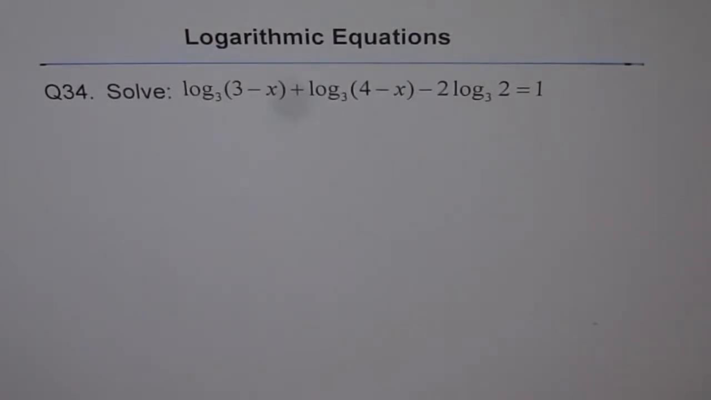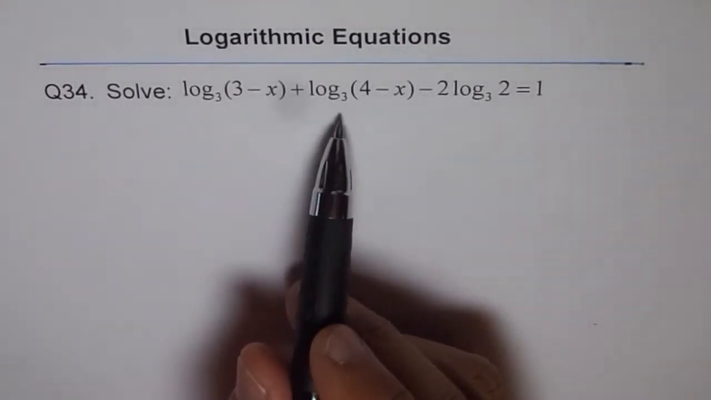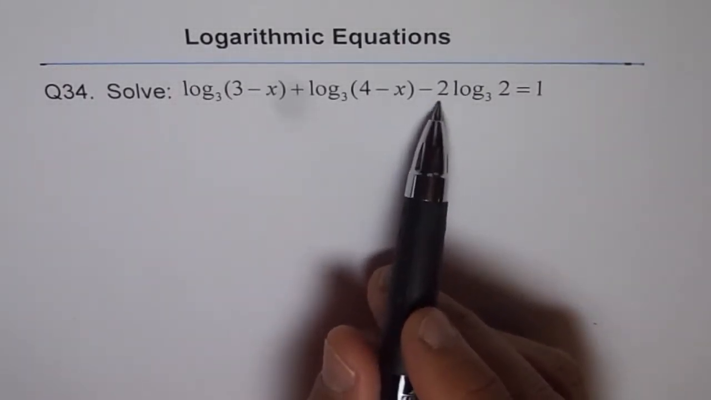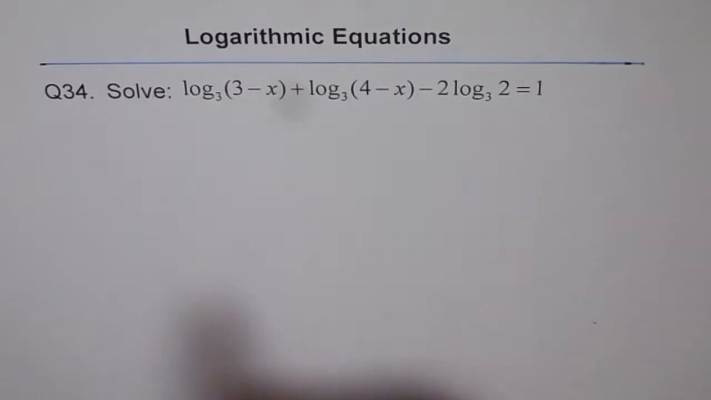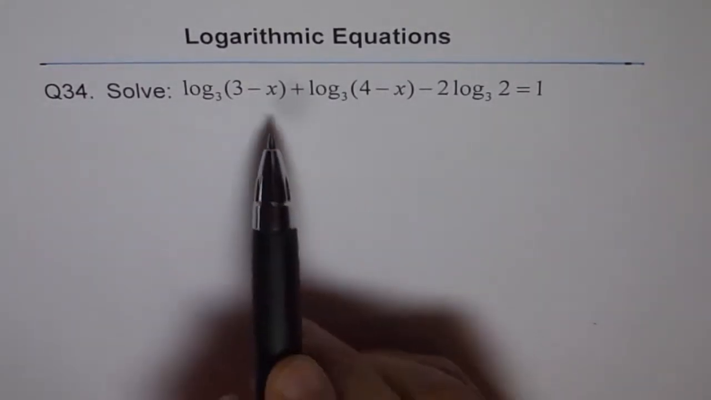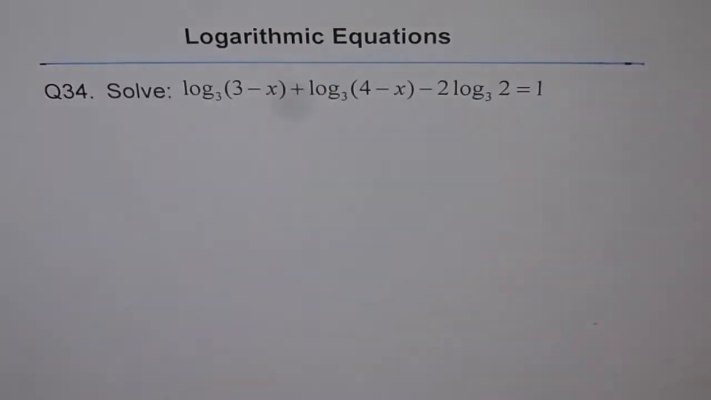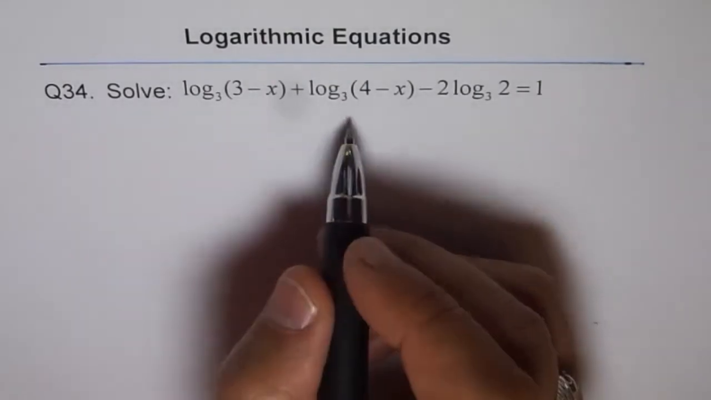Logarithmic equations, question 34. Solve log base 3 of (3 minus x) plus log base 3 of (4 minus x) minus log base 3 of 2 equals 1. First we can combine all these terms on the left hand side because all have the same base, right? So let me rewrite this equation and then we'll combine it.